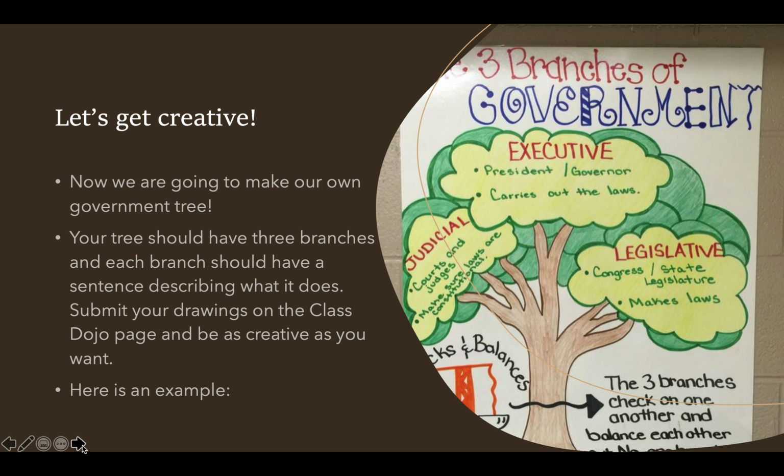All right, so as our closing assignment, we're going to get creative. So we're going to make our own government tree. Your tree should have 3 branches, and each branch should have a sentence that describes what that branch of government does. It can say they carry out the laws, they enforce the laws, they make the laws, whatever you want to say. And your picture can be as creative as you want it to be. Use as many colors, any types of arts and crafts, like lines, shapes, all the things that you want to do. Just make it as creative as possible.